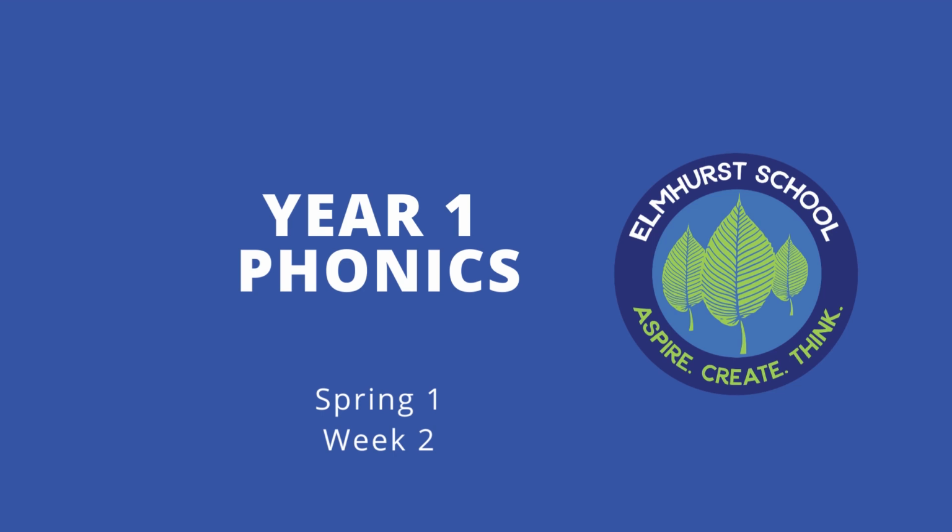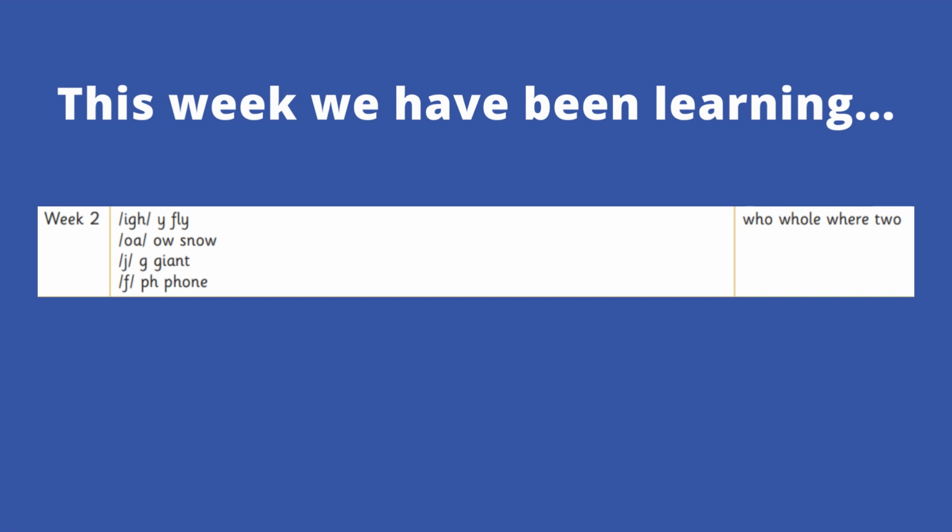This is what we've been learning in Phonics this week, Spring 1, Week 2. This week we've learned alternative ways of making the I sound, the O sound, the J sound and the F sound. We've also learned the tricky words who, whole, where and to.